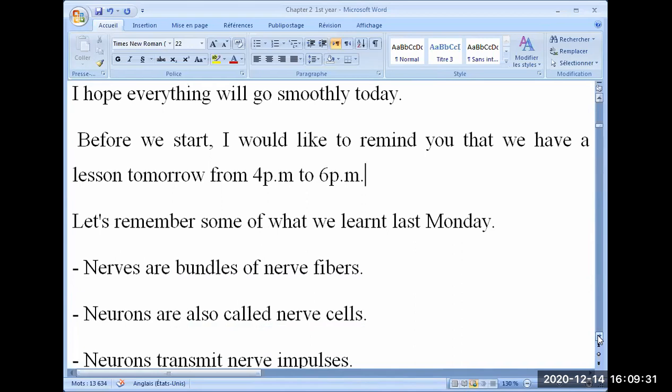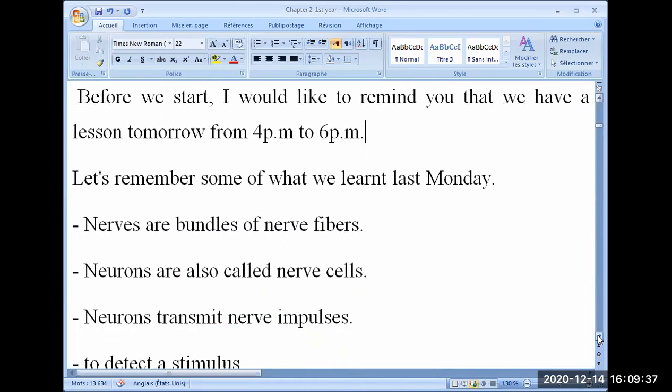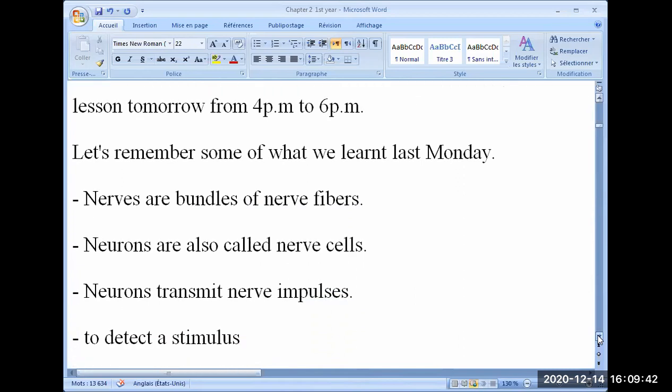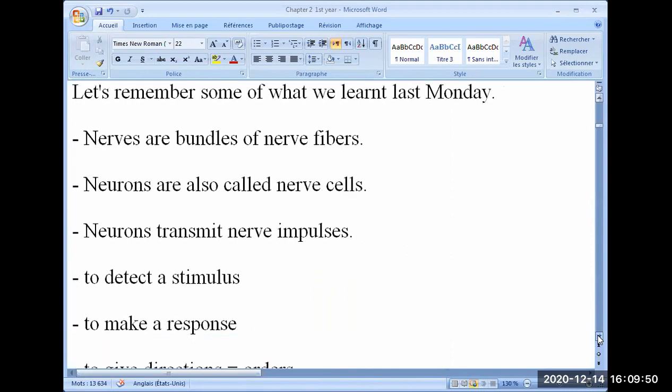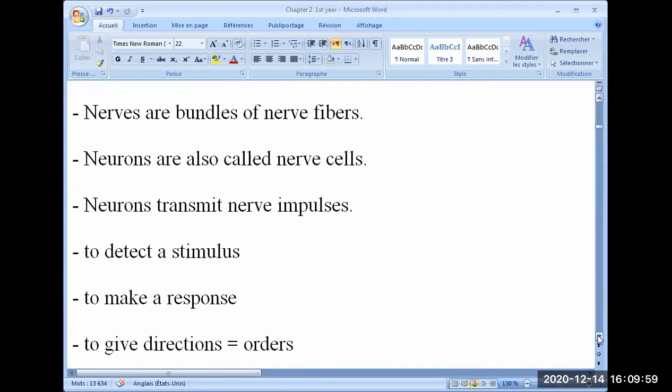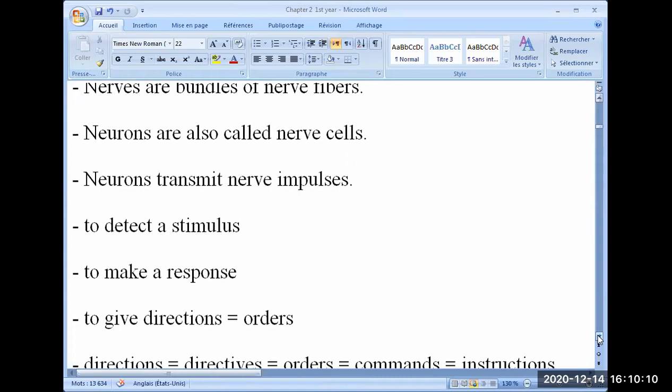Let's remind you of some of the words we learned last time. We learned the word bundles. So we said that nerves are bundles of nerve fibers. We learned the word nerve cells. We don't say nervous cell, we say nerve cells, which is a compound. Neurons are also called nerve cells. Neurons transmit nerve impulses. Again, there is the word nerve, compound noun. We learned the verb to detect a stimulus. One of the main functions of the nervous system is to detect stimuli and of course make a response.